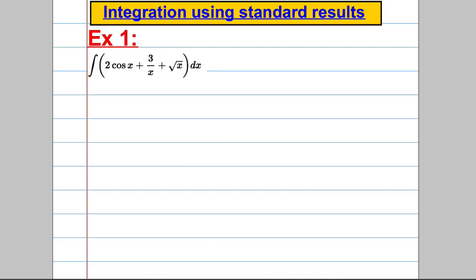Let's try some examples. Here's the first one. So we want to integrate this. Now with integration, you will have learned in core 1 and core 2, you can integrate each of the summands separately, each of the things being added together separately. So the first thing I would always do is break this integral up into the integral of 2 cos x with respect to x. You must always explain what you're integrating with respect to, plus the integral of 3 over x with respect to x, plus the integral of the square root of x, which I'm going to write as x to the power of a half with respect to x, like that.